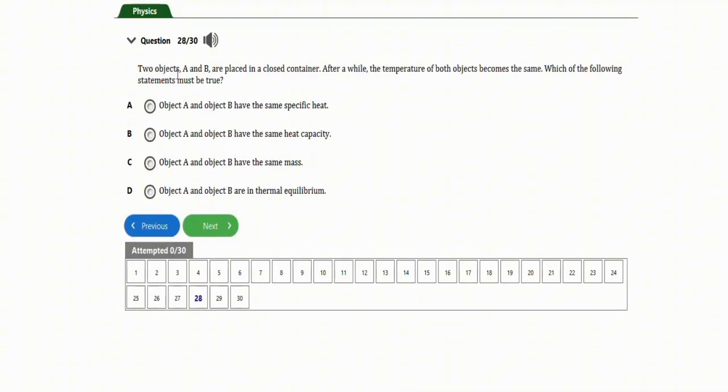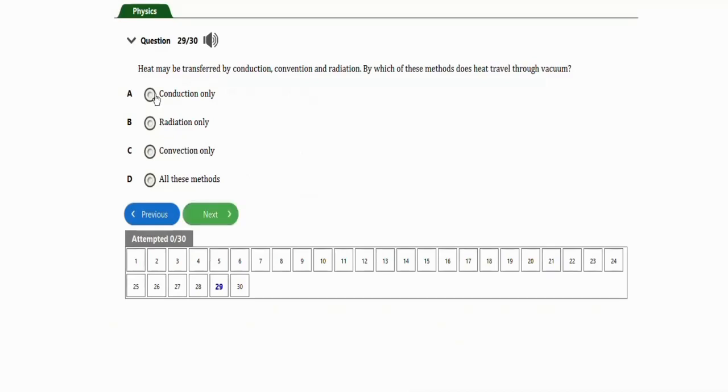It says two objects A and B are placed in a closed container. After a while, the temperature of both objects becomes the same. Which of the following statements must be true? Object A and B have the same specific heat. Object A and B have the same heat capacity. Object A and object B have the same mass. Object A and object B are in thermal equilibrium. Alright, so the correct option to this question is option D, object A and B are in thermal equilibrium. So let's go to the next repeated question.